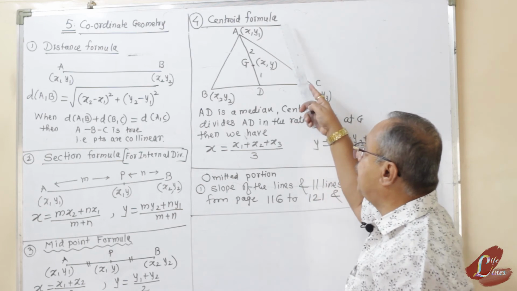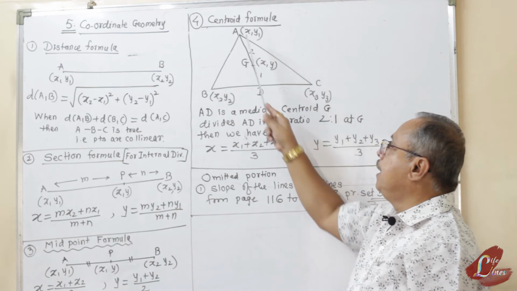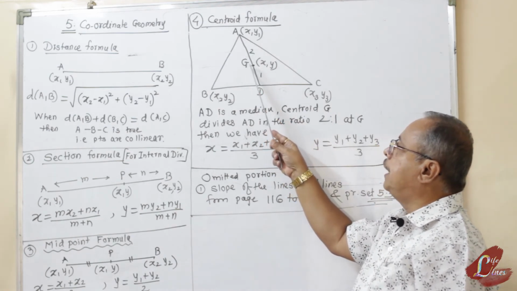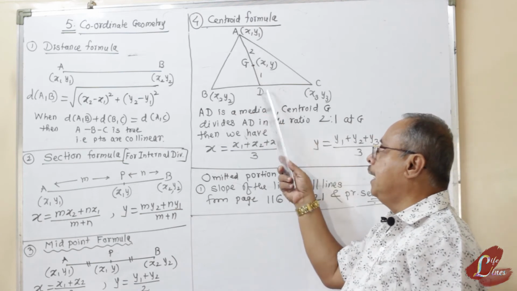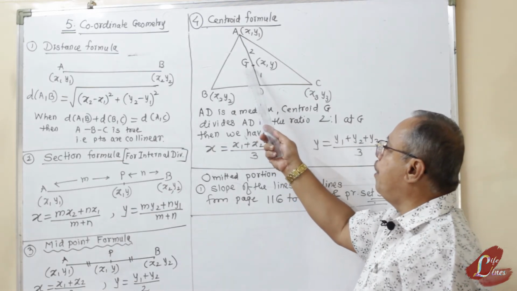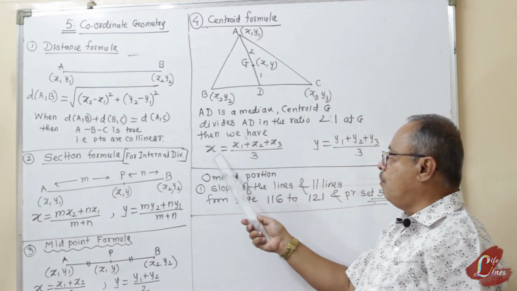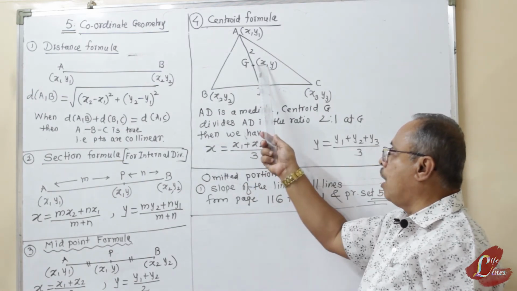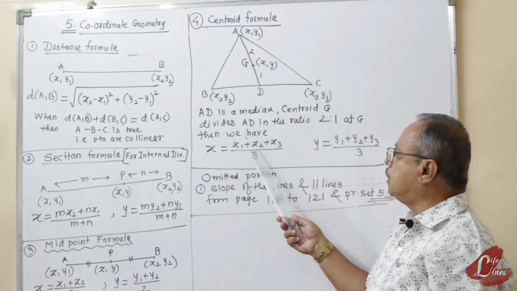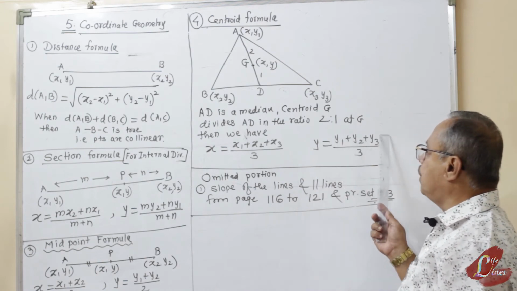Fourth formula is the centroid formula. When the centroid is used in a triangle ABC, if AD is a median, then the point G, which is called the centroid, divides AD in the ratio 2 is to 1, and G has the coordinates (x, y). Then we have our formula, the centroid formula, for finding the coordinates of the point G: x is equal to (x1 plus x2 plus x3) upon 3, and y is equal to (y1 plus y2 plus y3) upon 3.